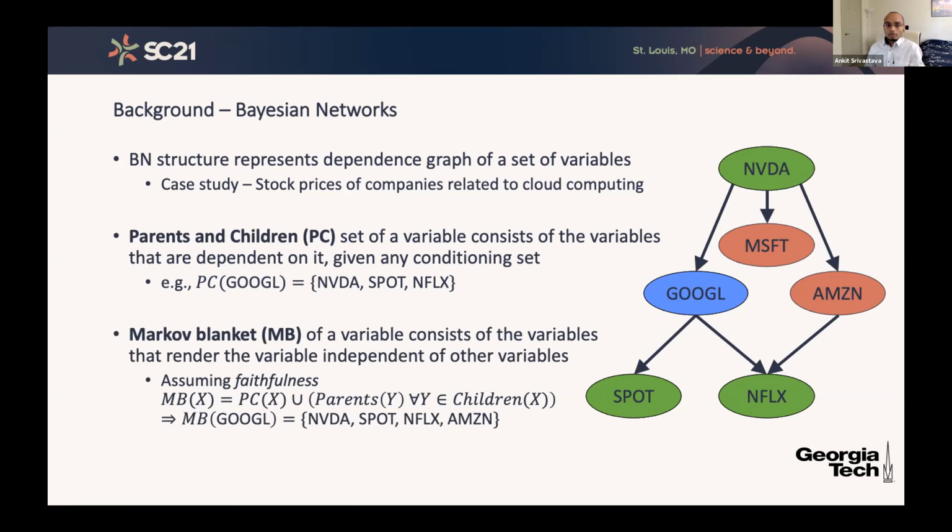Another thing that we look at is the Markov blanket of a variable, which consists of the variables that render the variable independent of all the other variables in the network. Under some assumptions, the Markov blanket of a variable consists of the PC set of that variable, as well as the parents of all the children of that variable. So in the case of Google, because Amazon is a parent of Netflix, which is its child, Amazon is also part of the Markov blanket of Google.